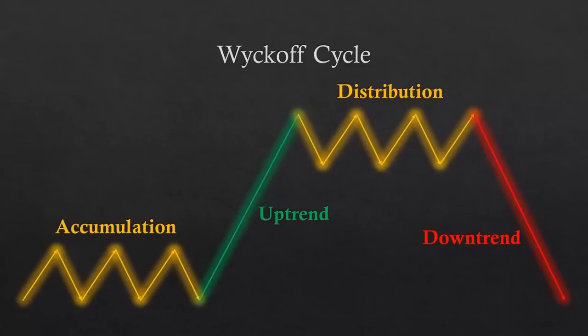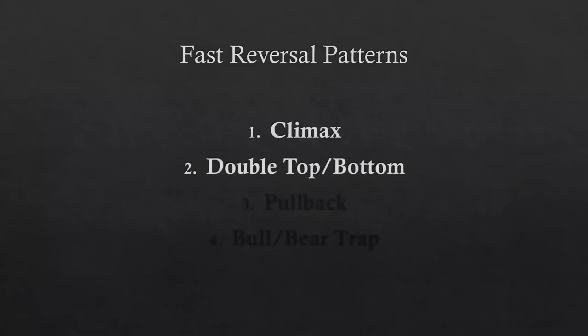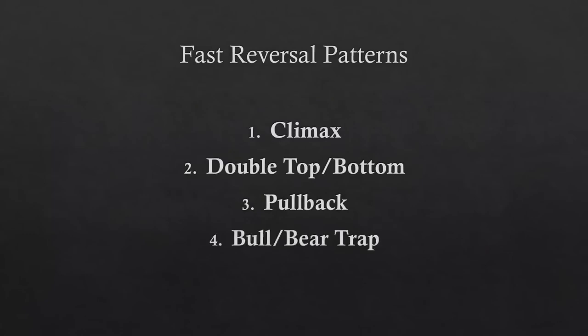However, the market doesn't always change direction after an accumulation or distribution necessarily. Sometimes these phases simply don't occur. There are scenarios where the market simply reverses direction through what are called fast patterns, which come in 4 types: the climax, the double top or bottom, the pullback, and the bull or bear trap.